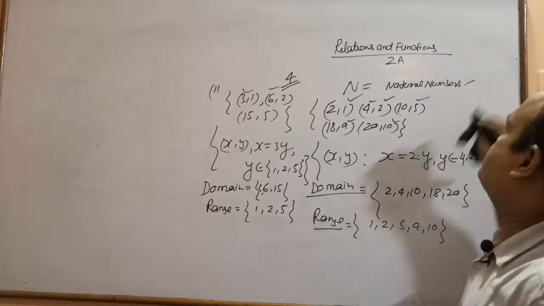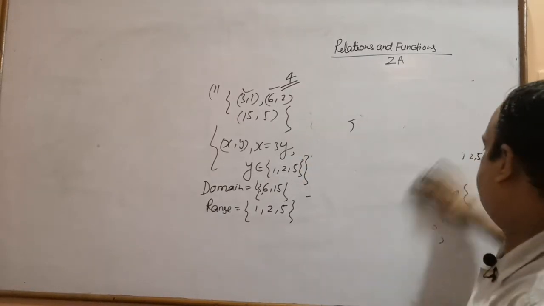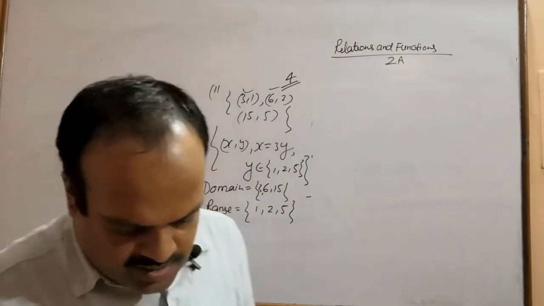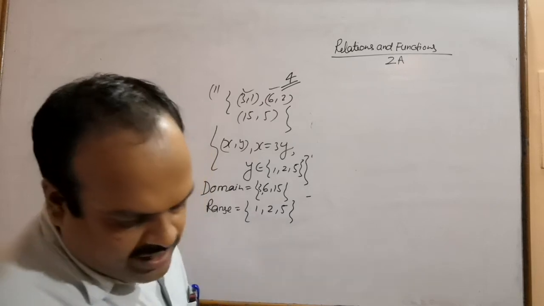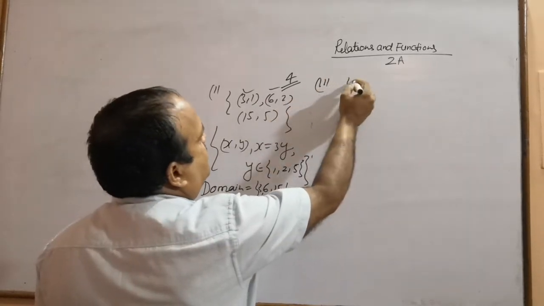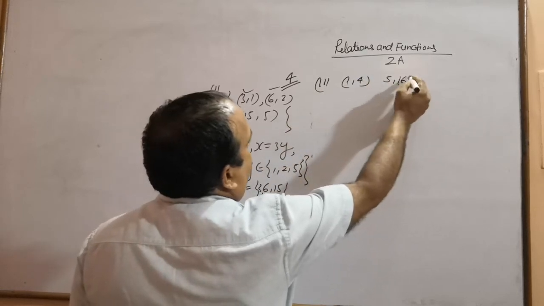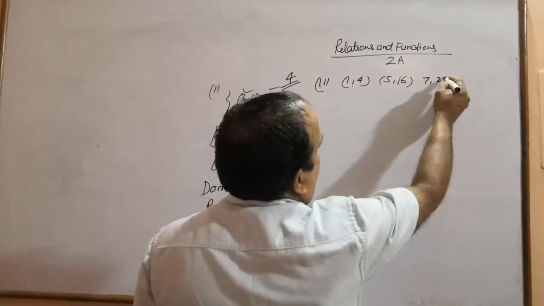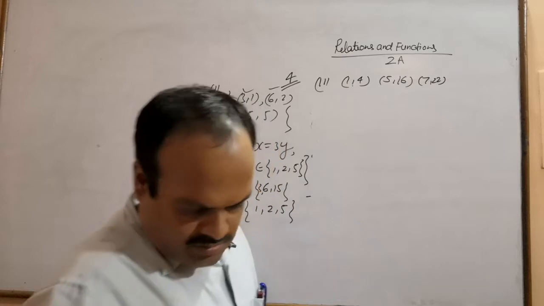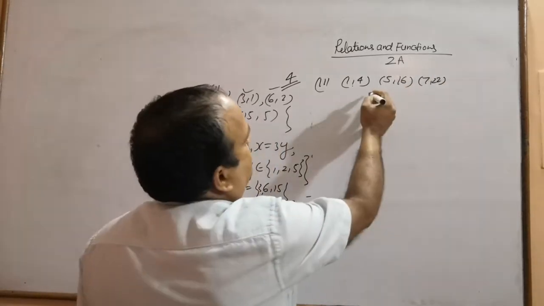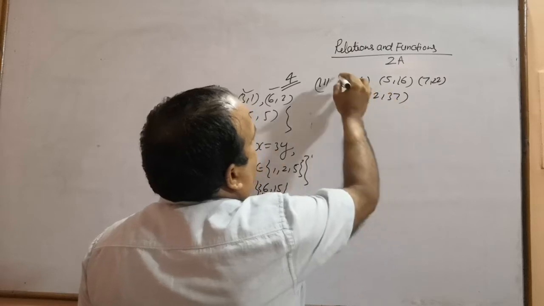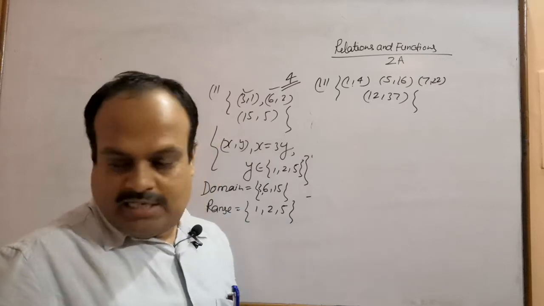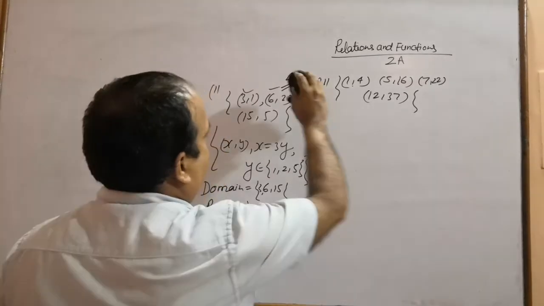Last part of this question. What we have? We have 1, 4, 5, 16, 7, 22, 12, 37. So we have a relation of collection of ordered pairs 1, 4, 5, 16, 7, 22, 12, 37.